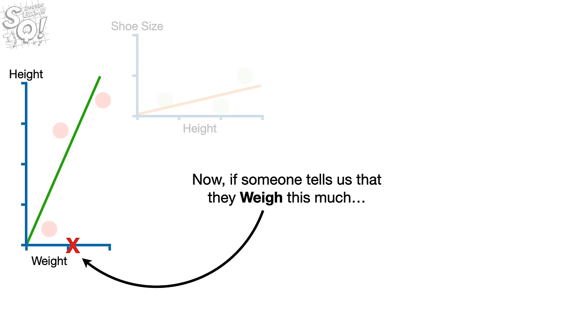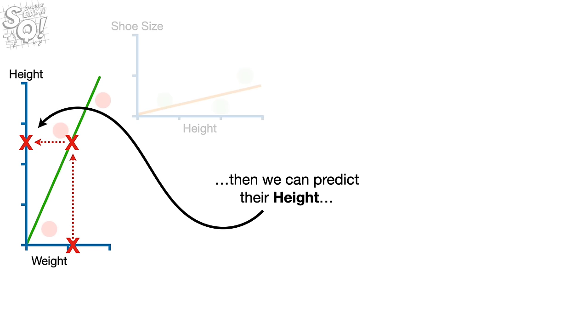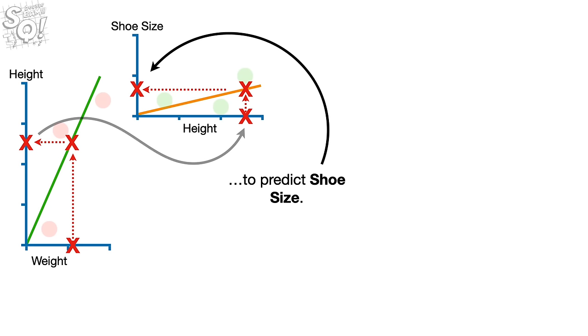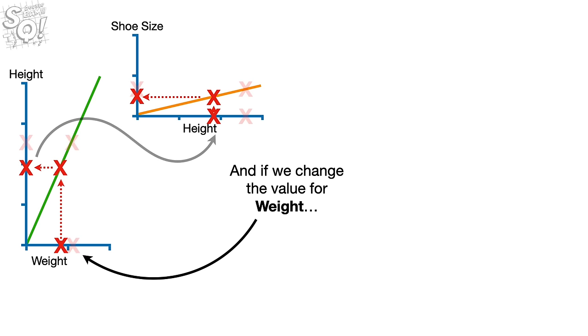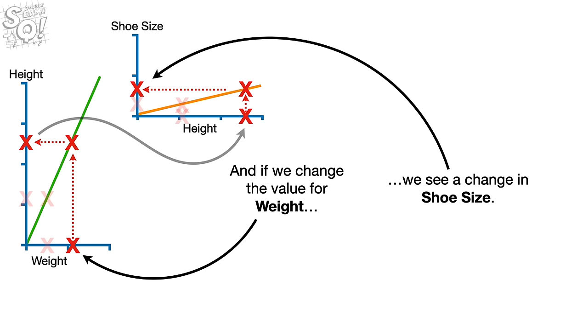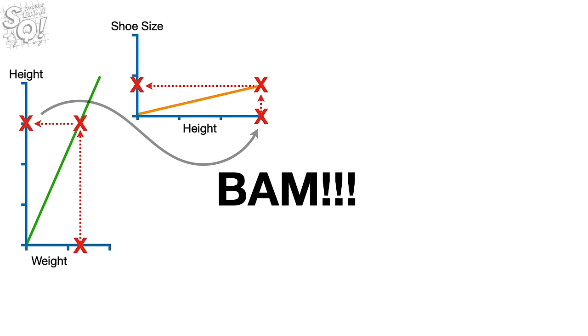Now, if someone tells us that they weigh this much, then we can predict their height, and we can use the predicted height to predict shoe size. And if we change the value for weight, we see a change in shoe size. Bam!